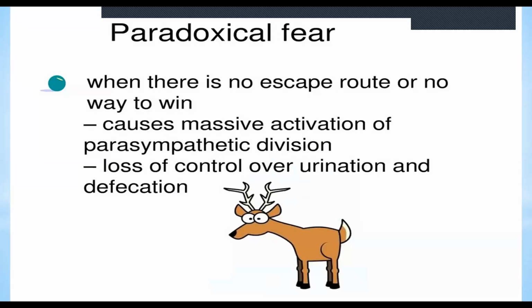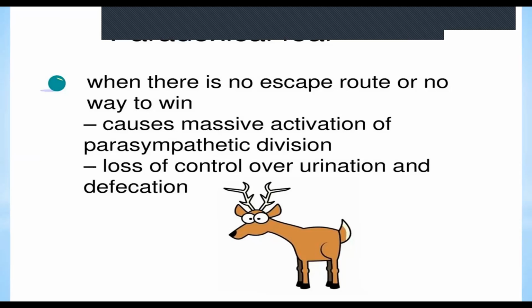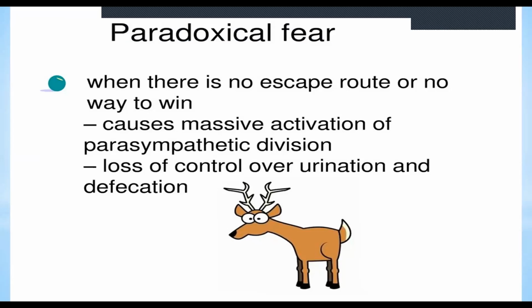So what is a paradoxical fear? When there is no escape route or no way to win, that causes massive activation of the parasympathetic division and loss of control over urination and defecation occurs. Because of this, you might have seen that many animals, when they are under fear, have more and more defecation and urination, which is mediated by both sympathetic and parasympathetic nervous system activation.